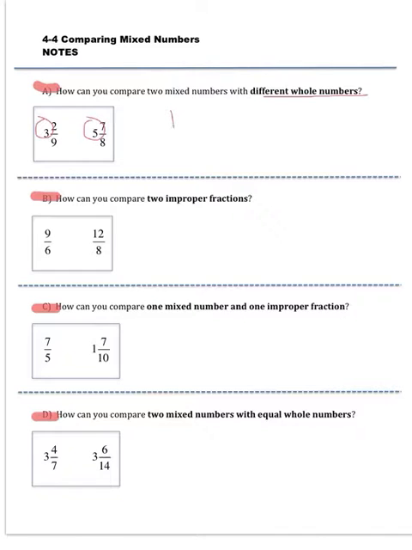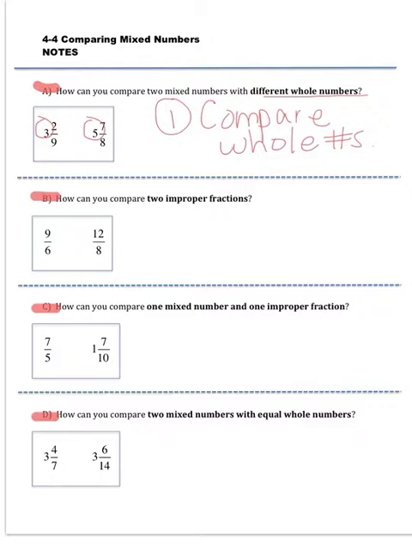So we're going to say that all we have to do is compare whole numbers. And again, that's when our two whole numbers are different in our mixed numbers. We've had a 3 and a 5. They're completely different, so it's very obvious which one is going to be bigger than the other one.